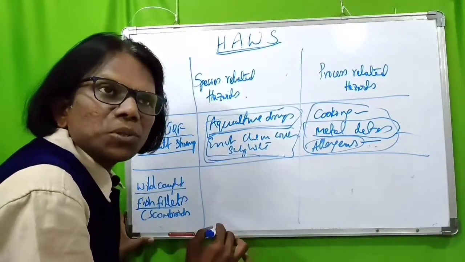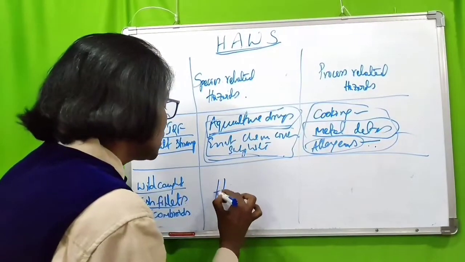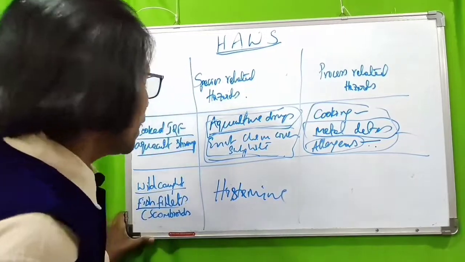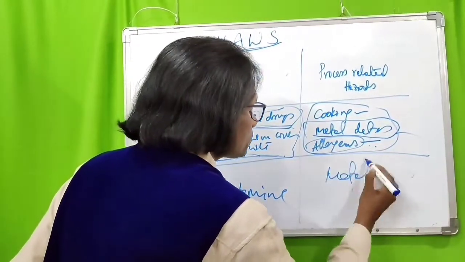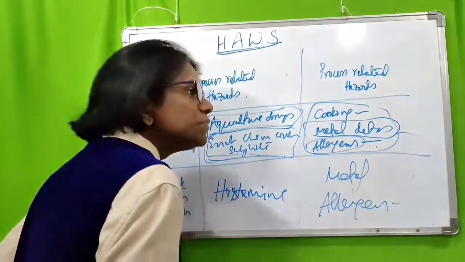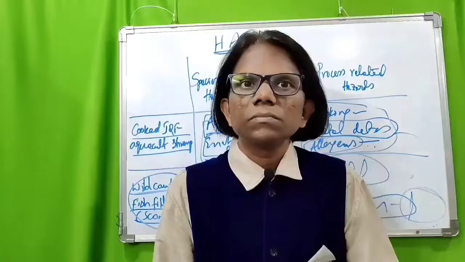What about IQF frozen fish fillets, scombroid fishes, species related hazard? The species related hazard here is histamine, and product related hazards are metal and allergen. Because fish is an allergen, so we have to declare on the label that the product contains fish.